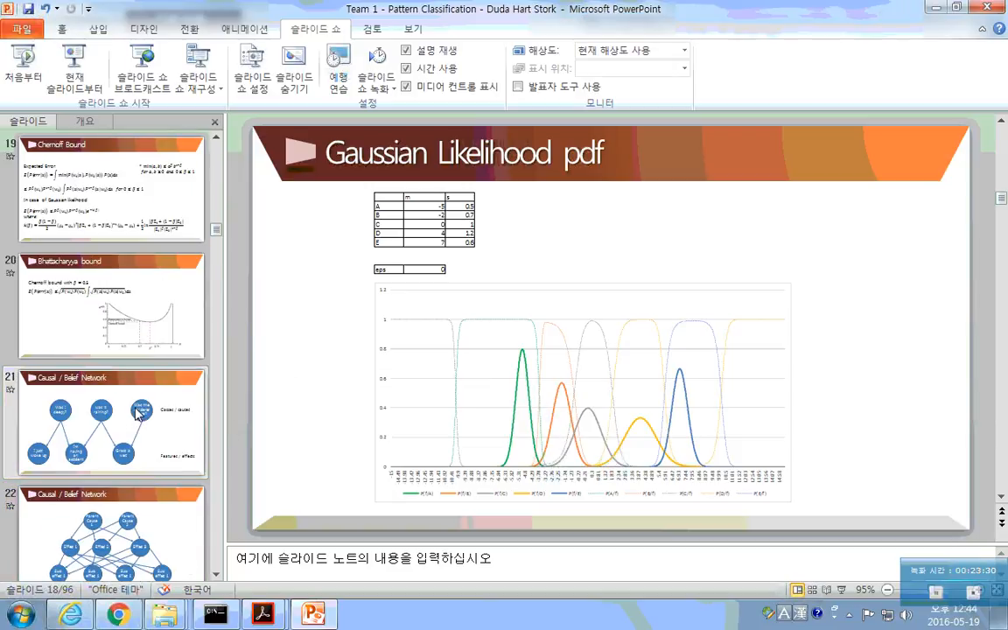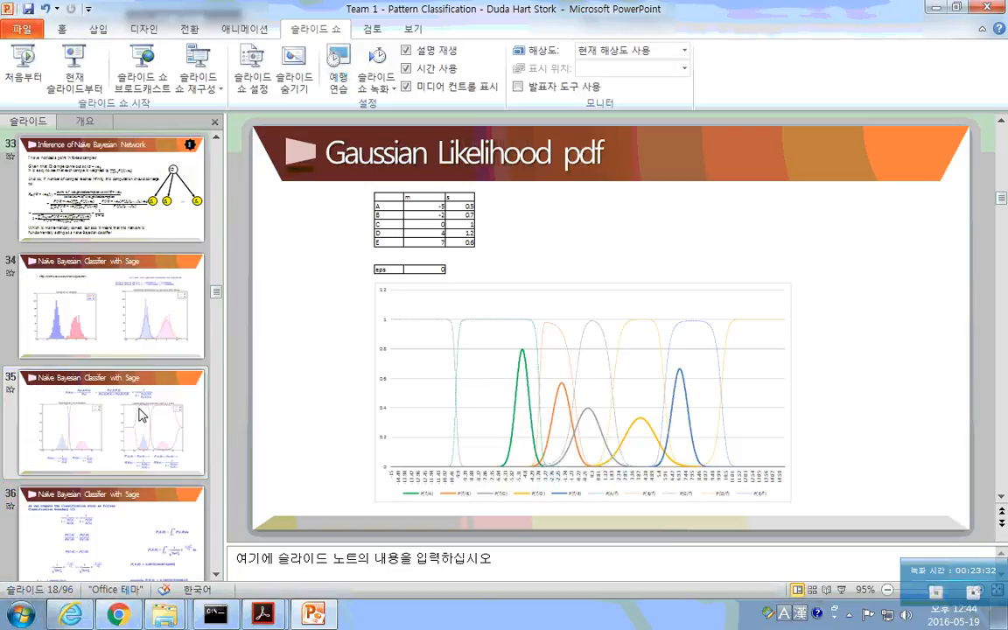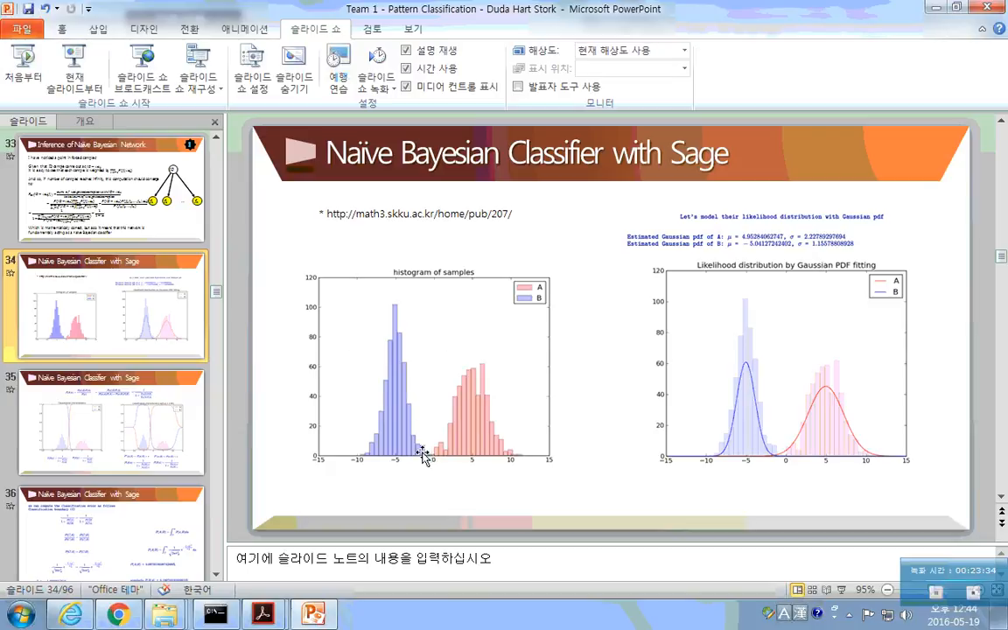Here this is maybe too many, so I will give another example. So this is for example salmon, and this is sea bass, and this is the length. They should not be overlapping. If they are overlapping, this means that the length is not a good feature to measure.